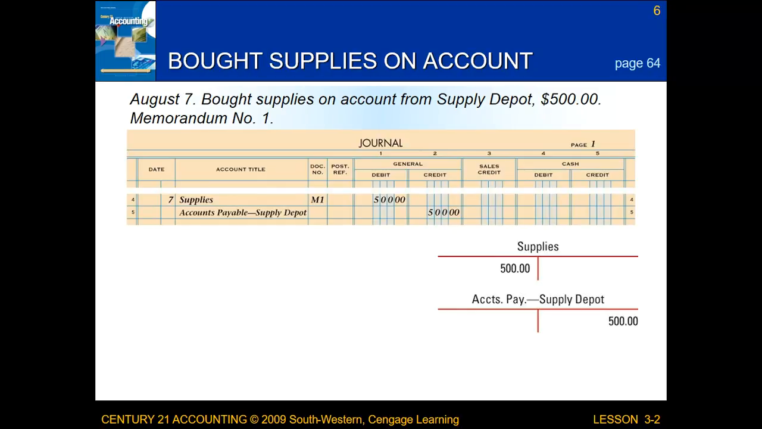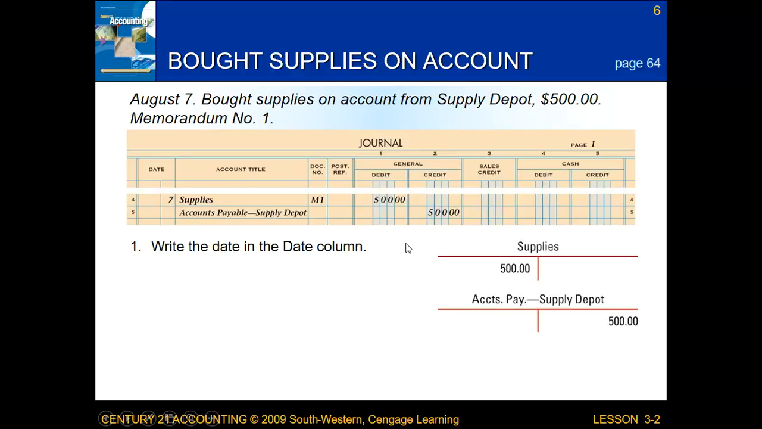So take special note that I've only written the date once, and I've only written the source document once, and I've done that on purpose. It's generally accepted accounting practice so that I have one date to signify that these 2 rows go together, and one source document to signify that this is one transaction.